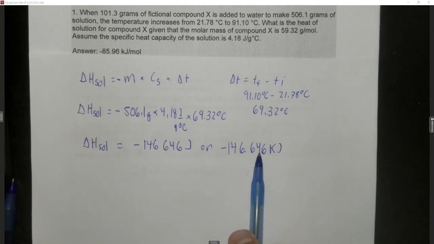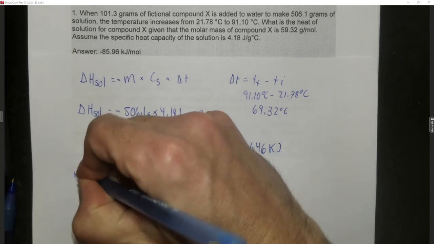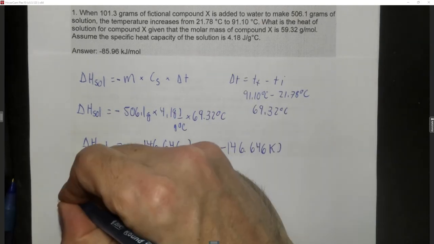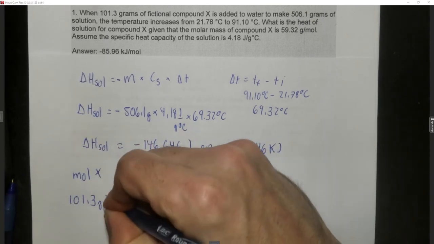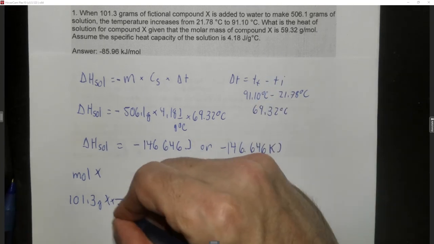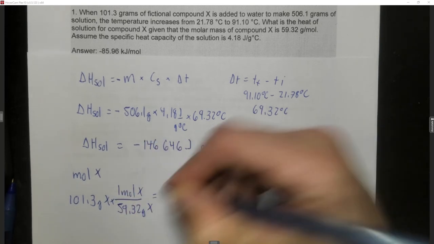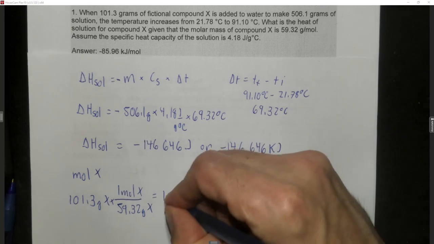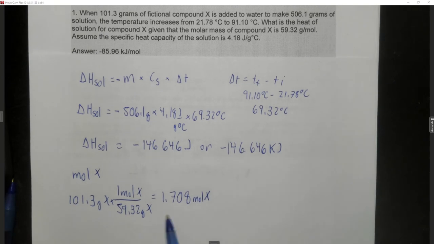But the question asks us for the heat in kilojoules per mole. This is kilojoules per 101.3 grams, if you will, or just simply kilojoules. So to make this kilojoules per mole, we need to divide by the moles of the solute, in this case, compound X. Well, we need to find the moles of X that we had in the solution. Well, if we had 101.3 grams of X, and we know the molar mass of X, we can put the molar mass on the bottom, 59.32 grams of X per 1 mole of X. And when we do that math, we find that there's 1.708 moles of X compound in the solution.